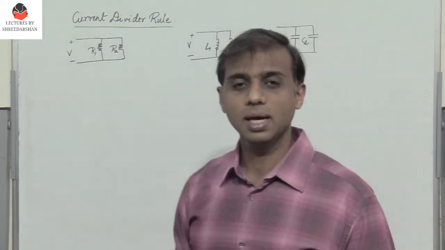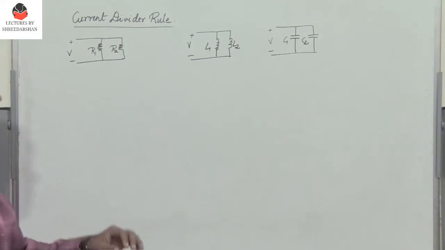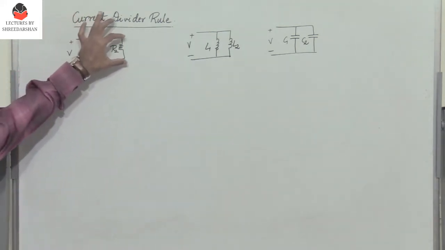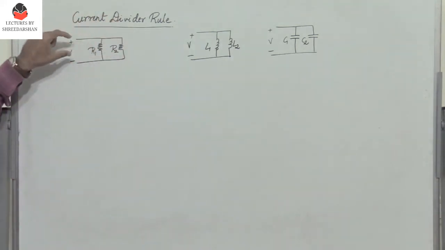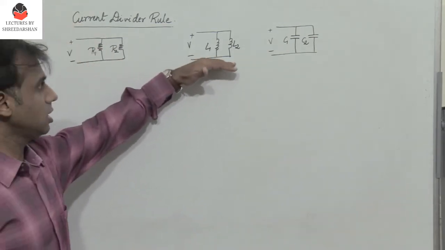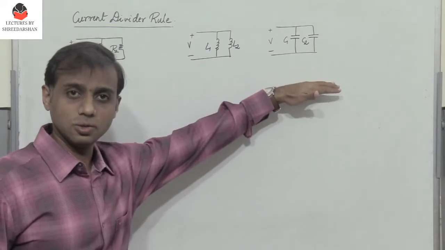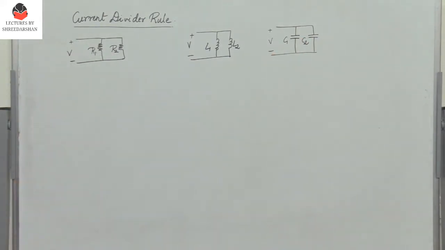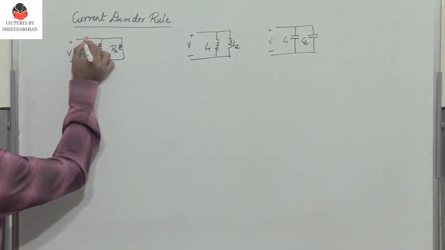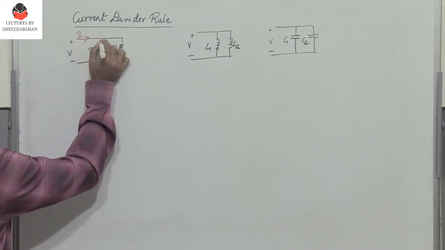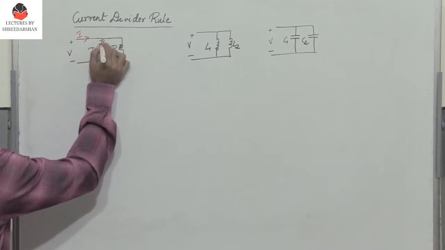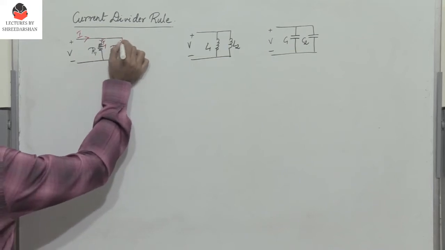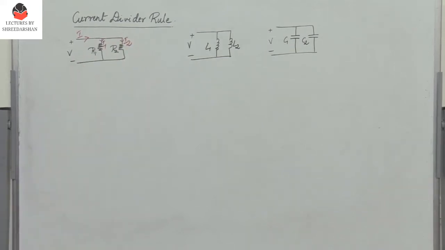Now, we have to remember that if elements are connected in parallel, the voltage across the elements would remain the same. So the voltage across R1 and R2 would be V, and similarly across L1, L2 and across C1 and C2. So let us see how we can find the current. Now let the total current be I, and this current I gets divided, and I1 flows through R1, and let the current I2 flow through the resistance R2.